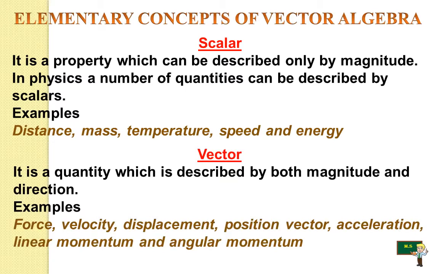Then vector. It is a quantity which is described by both magnitude and direction. Force, velocity, displacement, position vector, acceleration, linear momentum and angular momentum are examples of vector quantities.